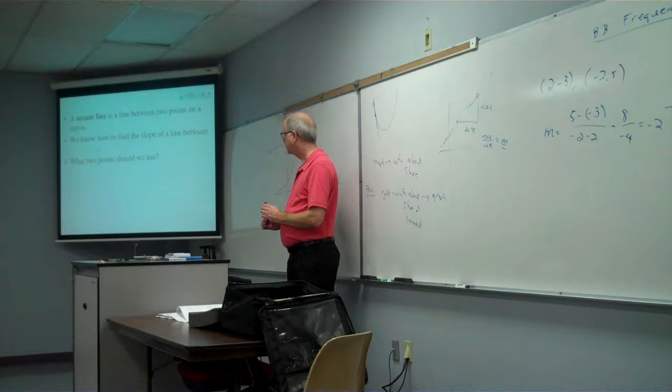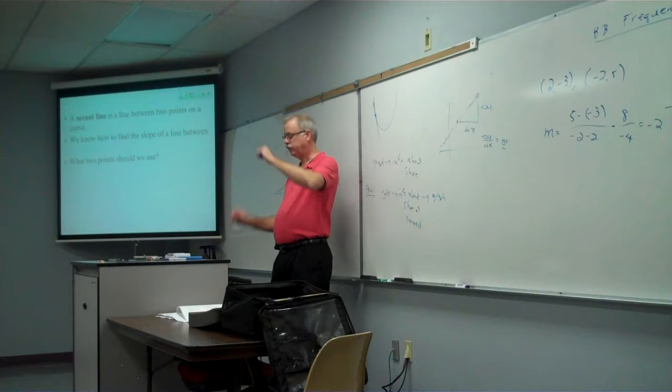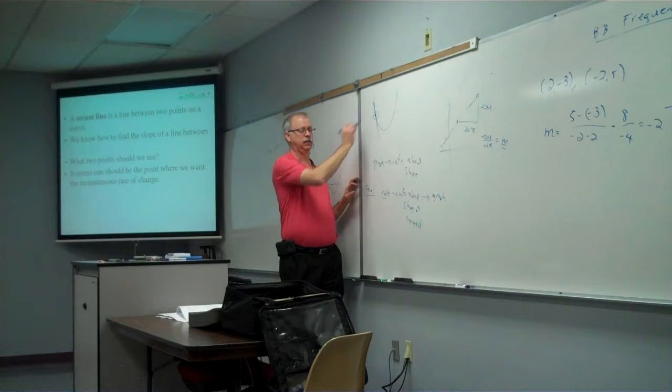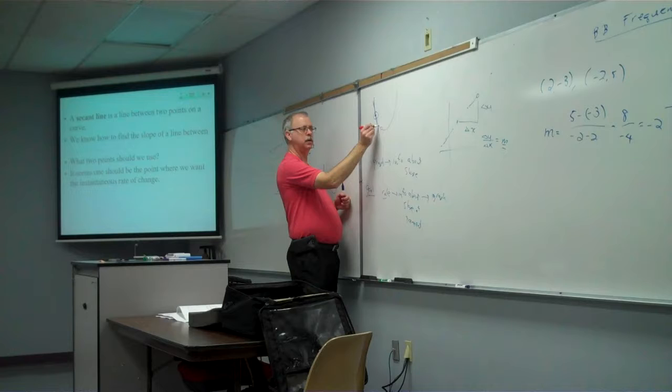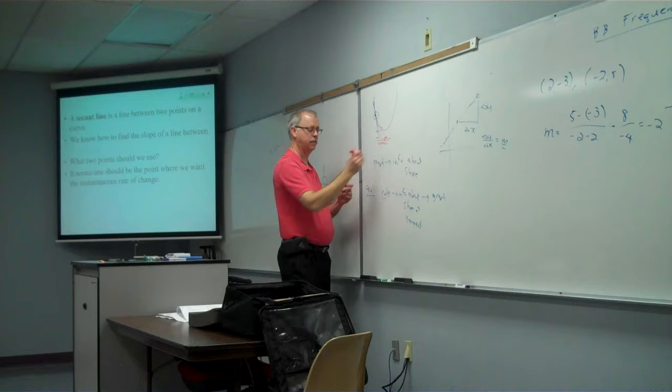So if we think about the idea of a secant line, we're going to use two points on the curve. One of them we're going to keep in the same place, the point we're interested in calculating the slope at. We'll pick another point, figure out its line, and then this point, we're going to move closer and closer and closer. What do we mean by closer?